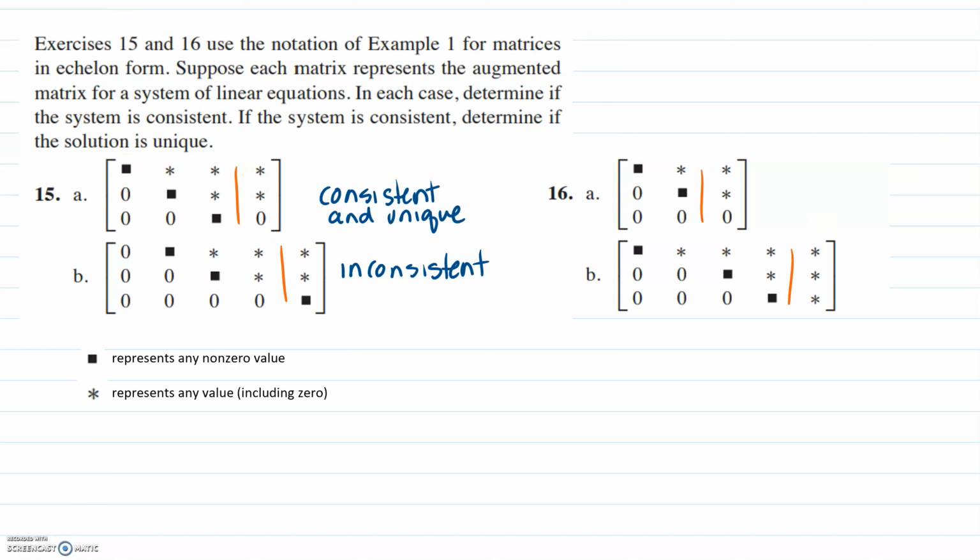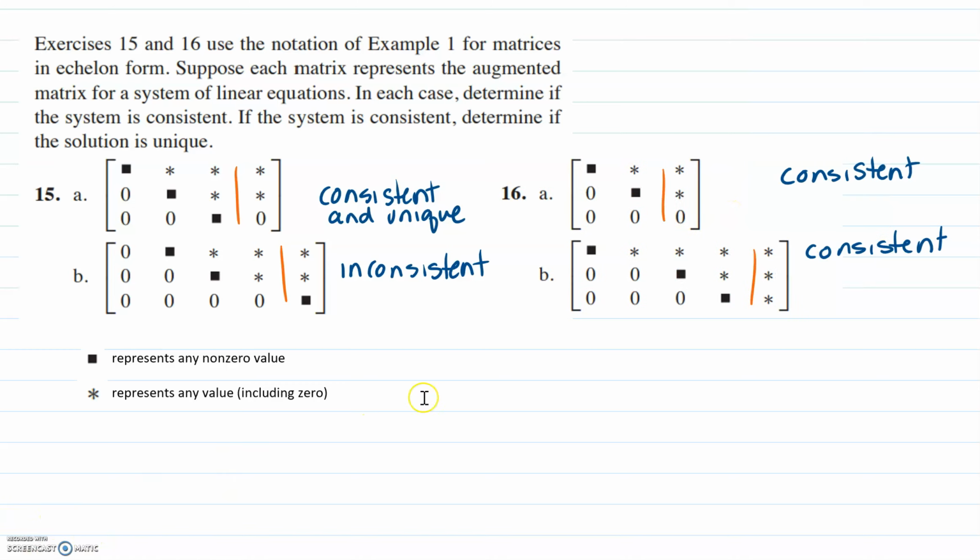Number 16, both of those are consistent. We don't have a row of zeros with a number. We do have a row of zeros here, but this needs to be a non-zero number for it to be inconsistent. Are they both unique? Believe it or not, 16A is unique because there's no free variables. Even though we have this row of zeros here, there is no free variables. It has a pivot here and a pivot there. There's no column that does not have a pivot. So number 16A is consistent and unique.